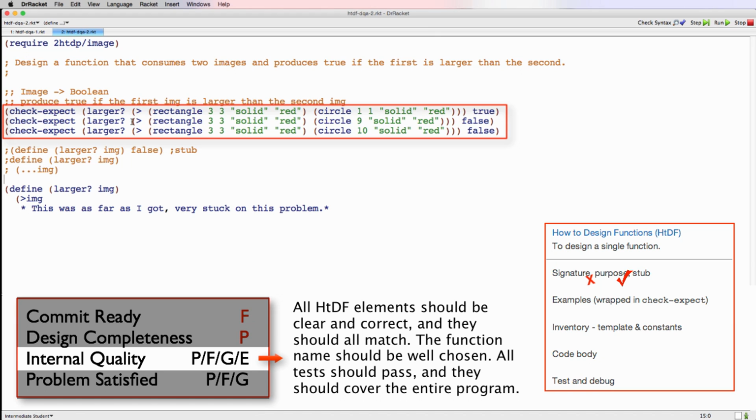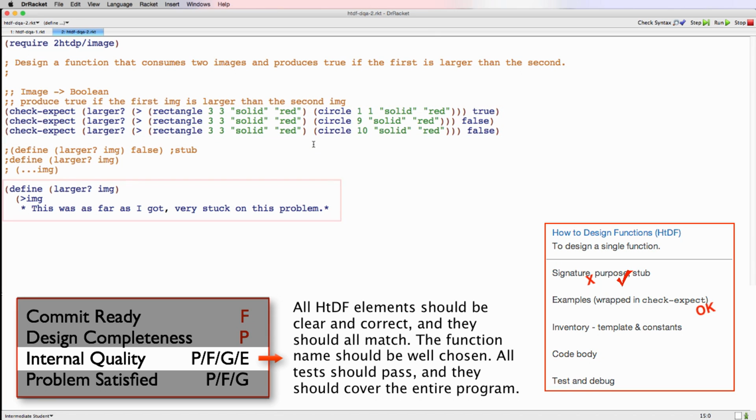But if we pretend they're a bit well formed, 3 by 3 is bigger than a circle of size 1. 3 by 3, the problem is that 9 is the radius, not the diameter. So this is bigger than that, this is smaller than that, and this is smaller than that. So there isn't the boundary case, the middle case where they're equal, that's not checked. So the tests aren't really quite sufficient. And of course, the function definition itself isn't complete. So we end up at poor for internal quality.